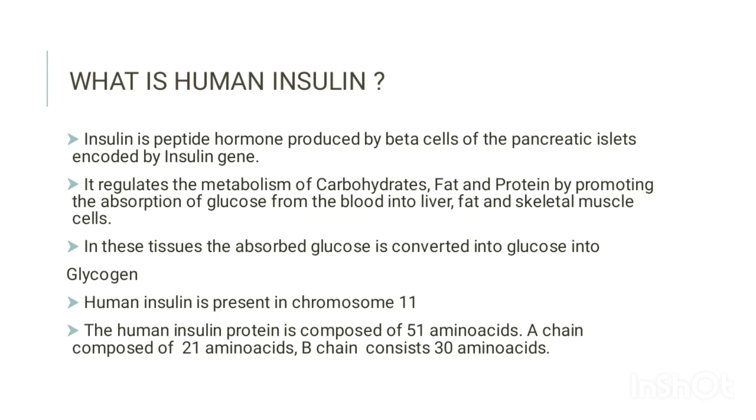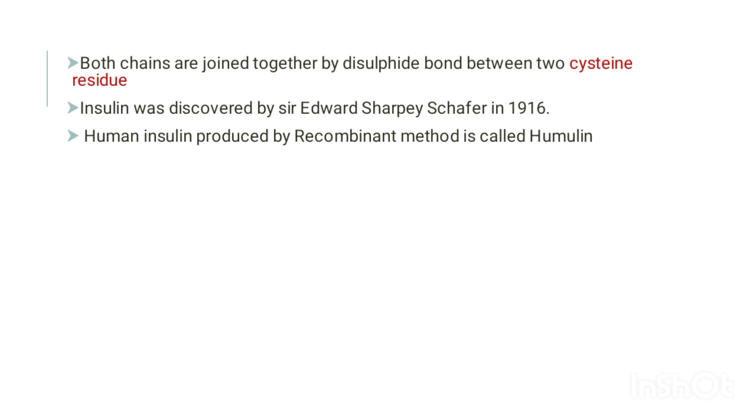Human insulin is present on chromosome 11, and the human insulin protein is composed of a 51 amino acid chain, the A chain and B chain. The A chain is composed of 21 amino acids and the B chain consists of 30 amino acids. Both chains are joined together by disulfide bonds between cysteine residues. Insulin was discovered in 1916. Human insulin produced by a recombinant method is called Humulin.